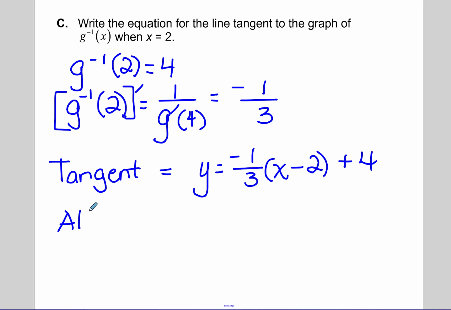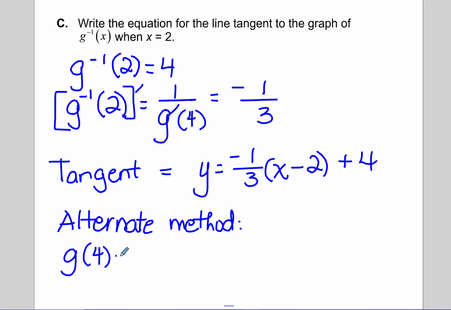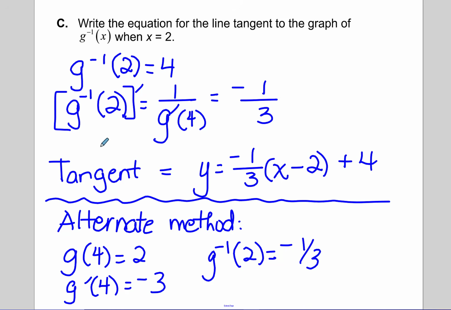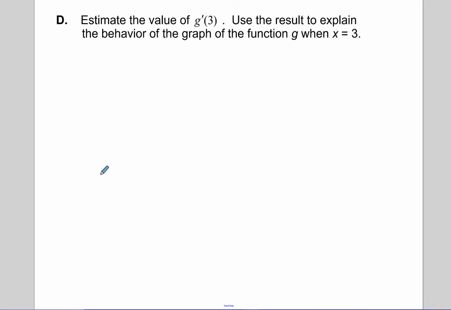So let me mention something to you here. This is an alternate method. You might like it better. You know that the G of 4 is 2, and you know that the G prime at 4 is -3. So the G inverse prime of 2 is the reciprocal, -1/3. And if you can get your brain thinking about it this way, it saves you all of that notation, unless you had to write that notation for a free response.